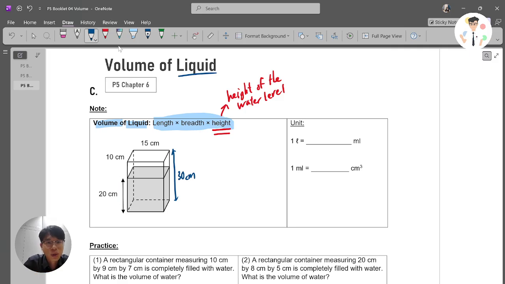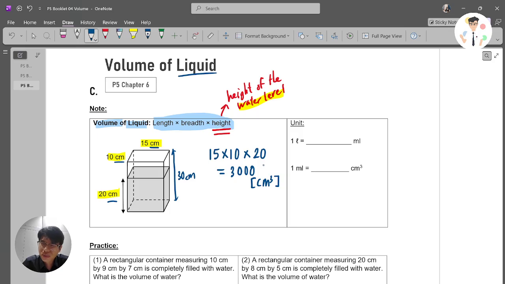So in this case, what do we need to do to find the volume of liquid? We take 15, that is the length, the breadth 10 cm, and the height of the water level, which is 20 cm. So 15 times 10 times 20, and that will give us 3000. Now this is the tricky part. Teacher, I know cm times cm times cm is cm cube. So the unit of the volume is supposed to be 3000 cm cube.